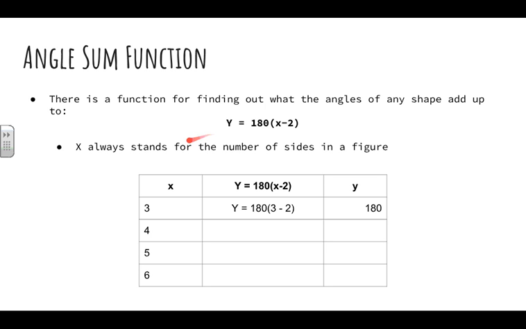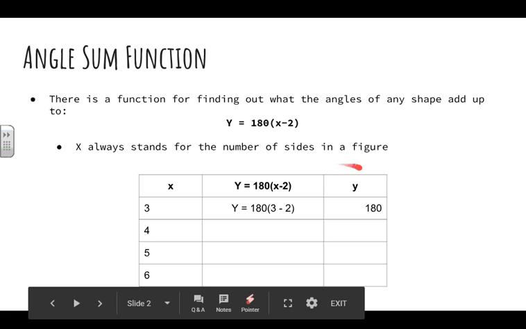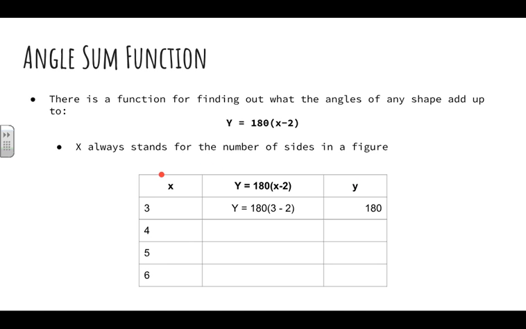All right, so we're going to use a function table. X is going to be our input, Y is going to be our output. X, our input, stands for the number of sides in the figure, and then Y stands for what all of the angles in the figure add up to. So I've given you the first column already.